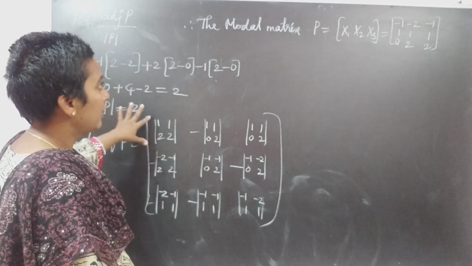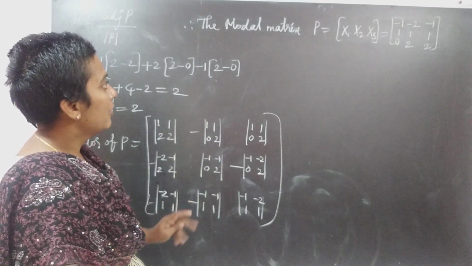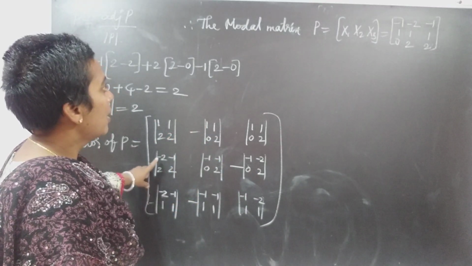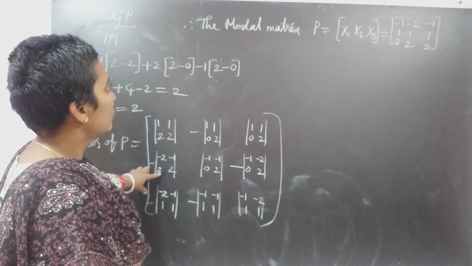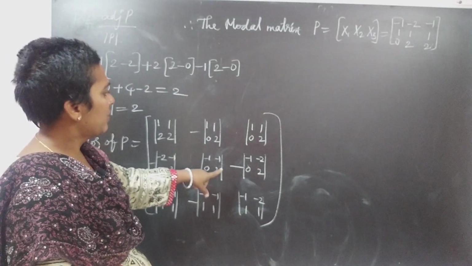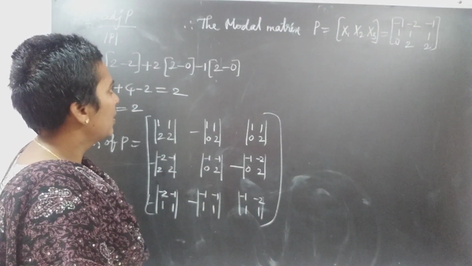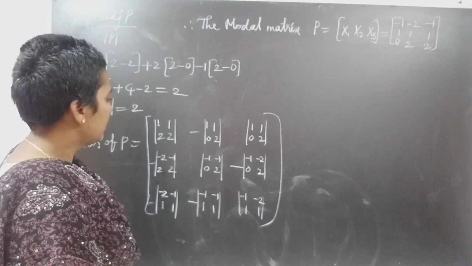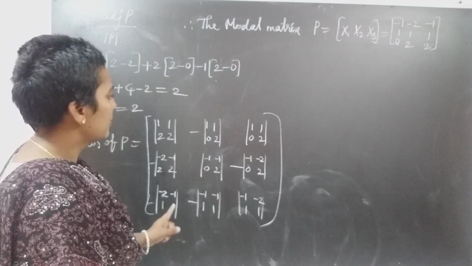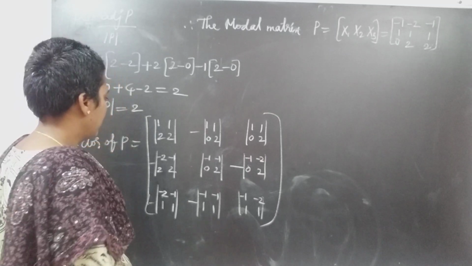Okay, again we can check. 1, 1, 2, 2, 1, 1, 0, 2, 1, 1, 0, 2. Minus 2, minus 1, 2, 2. Minus 1, minus 1, 0, 2. Minus 1, minus 2, 0, 2. Minus 1, minus 1, 1, 1. Minus 1, minus 1, 0. Minus 1, minus 1, 1, 1. Last, minus 1, minus 2, 1, 1. Okay.